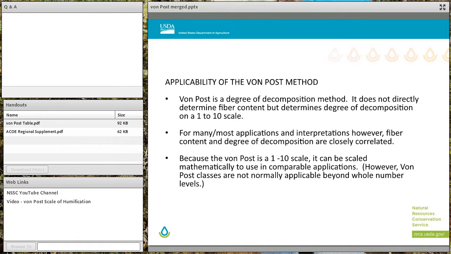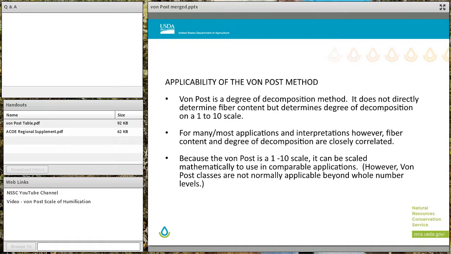Okay, the Von Post method. So how is the Von Post applicable? First of all, it is really not a direct substitution for fiber content. It's not a fiber content method. You don't end up with an estimate of percentage fibers. But it does estimate the degree of decomposition on a 1 to 10 scale.